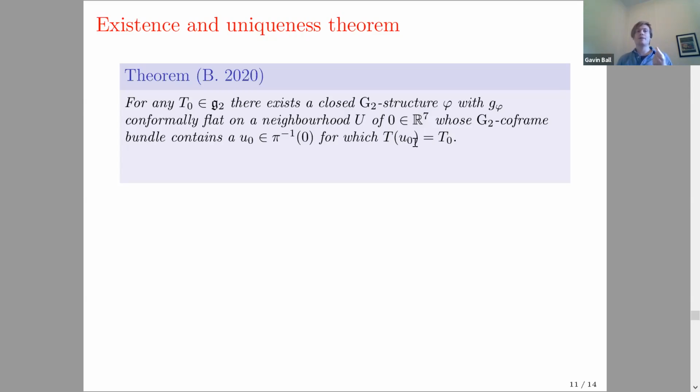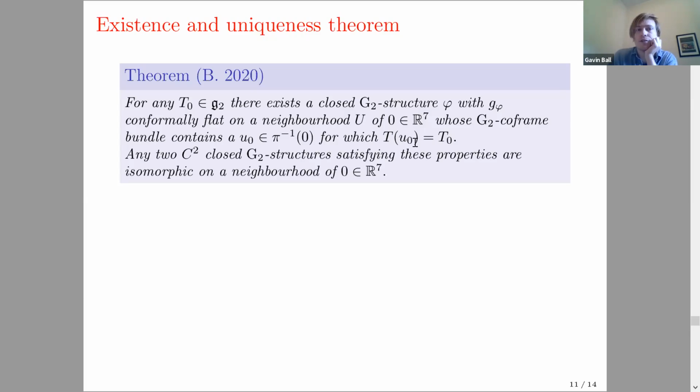So this is an existence part of the theorem. It says that if you give me an element of the Lie algebra of G2, I can find a closed G2 structure with the metric conformally flat so that its torsion function attains that value. And furthermore, there's the existence part, then there's a uniqueness part of the theorem that says that any two twice continuously differentiable closed G2 structures that satisfy this property with this T0 are actually isomorphic on a neighborhood of 0 in R7. So what this theorem says then is that germs of closed G2 structures with conformally flat metric are determined by this T0, but there's a subtlety here.